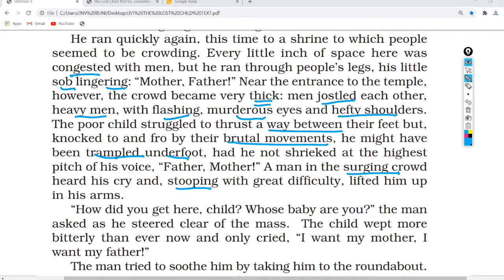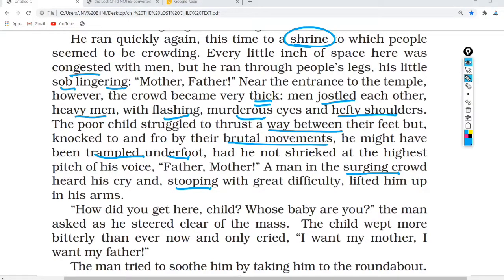Here you see some change in the plot of the story. So here, in search of the parents, he went to the shrine. A shrine is a religious place where there will be a gathering of people. You will see there is a host of people, a group of people.